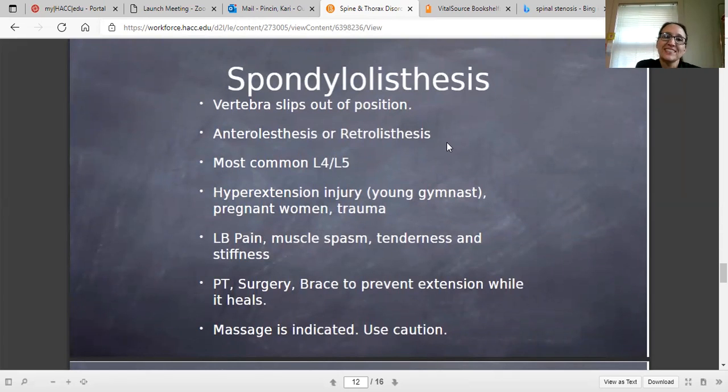Spondylolisthesis, it's just fun to say. So this is when a vertebrae slips out of position. Now, this doesn't happen very often. Typically, it's going to do an anterolisthesis, meaning it's going to displace anteriorly, and it's most common between L4 and L5. So let me show you.